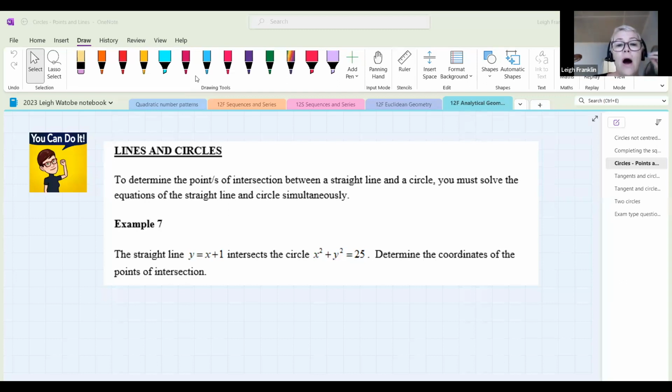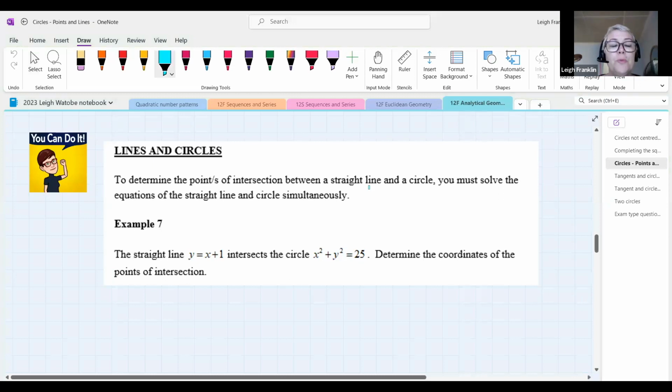Okay, so what skills do we need to be able to do this? We need to be able to solve simultaneously. All right, so if we want to determine a point or points of intersection between a straight line and a circle, we need to solve our equations simultaneously. Okay, so this is why teachers at school spend a lot of time talking about simultaneous equations and giving you guys practice with that.